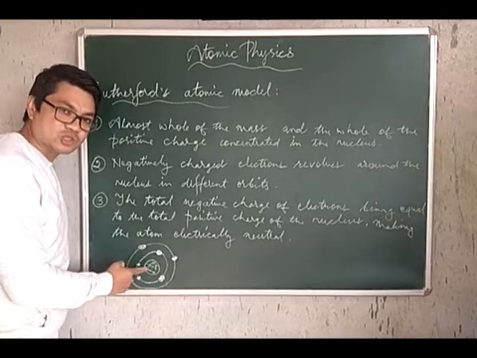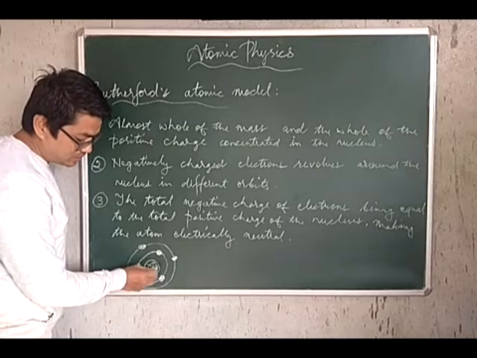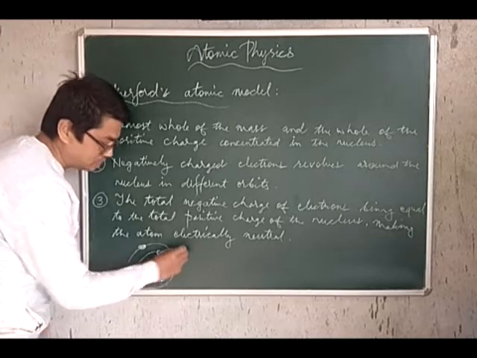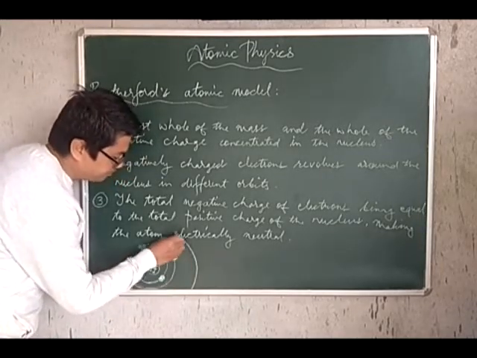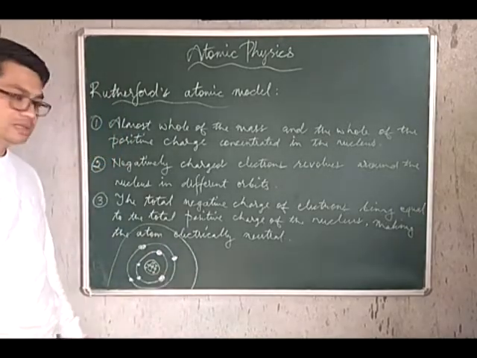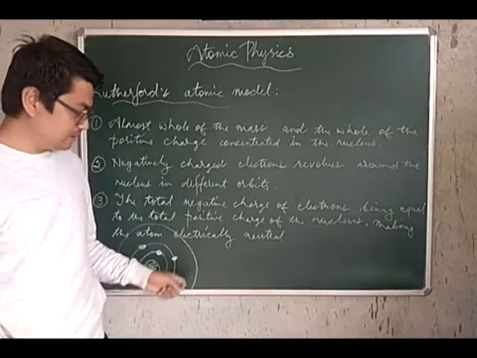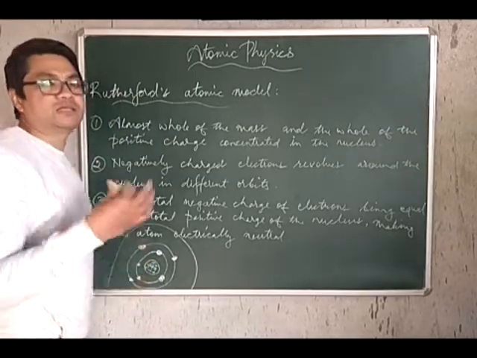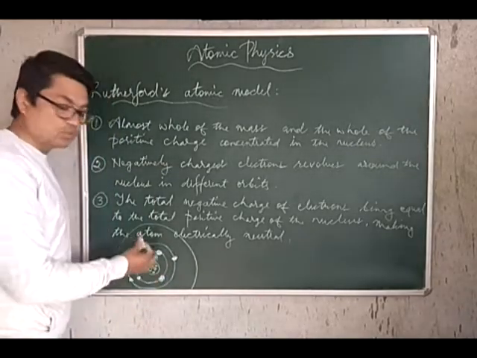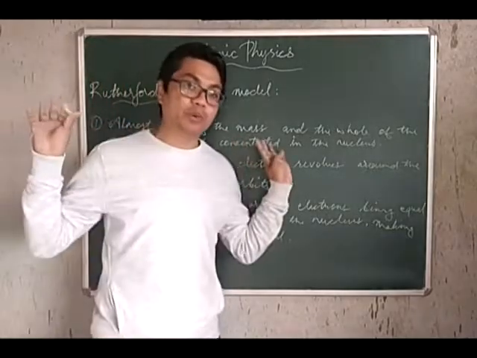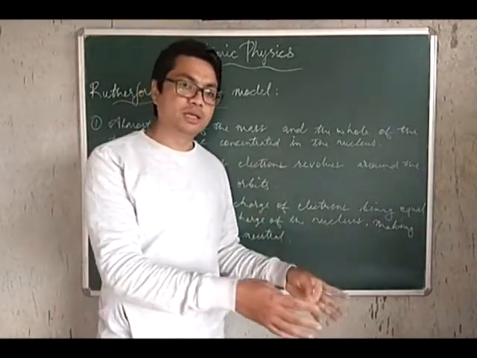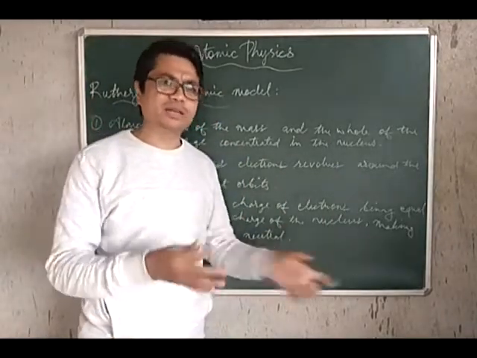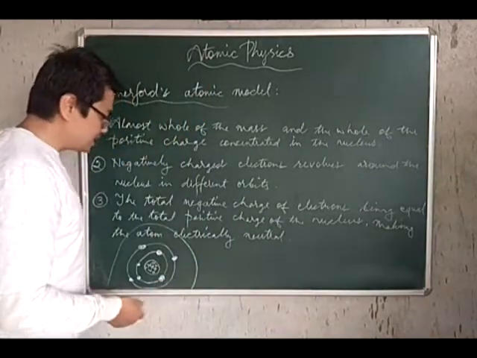So this is a highly magnified picture. We have the positive charges and most of the mass concentrated, and most of the space is hollow. So you have hollow spaces, another orbit could be somewhere over here. He said the electrons revolve around the nucleus in different orbits. Electrons were already discovered by that point of time. Protons and neutrons were discovered later. So before Rutherford discovered the nucleus, electrons were already discovered, in the late 1890s.